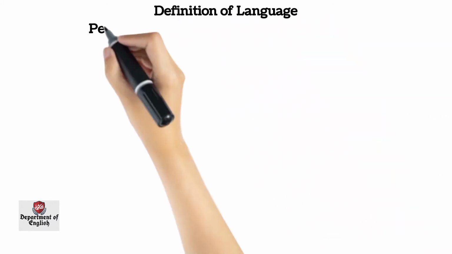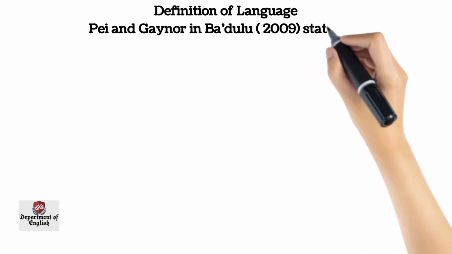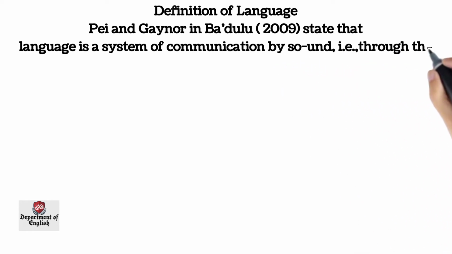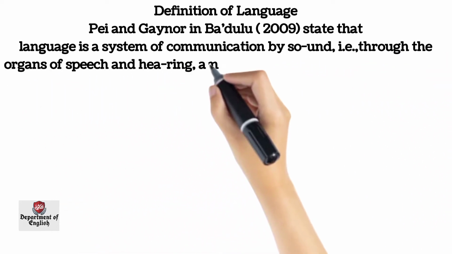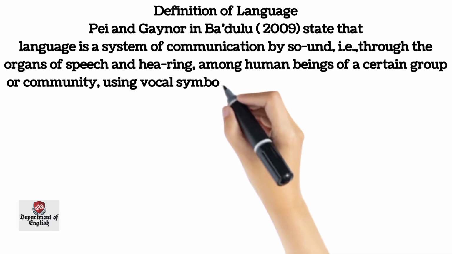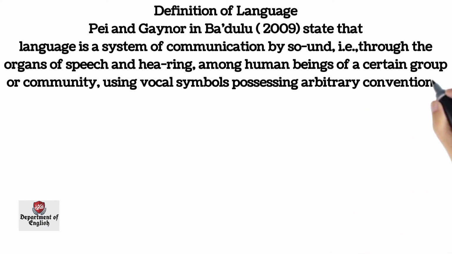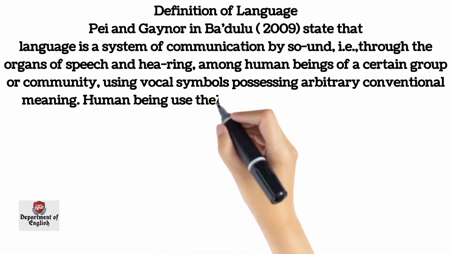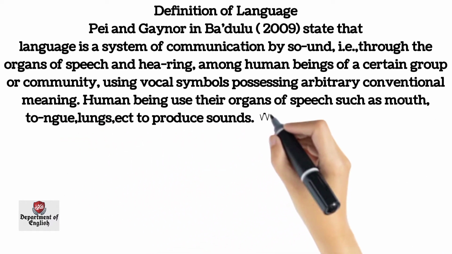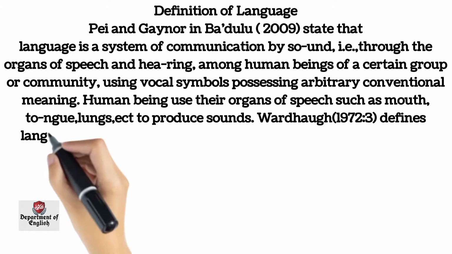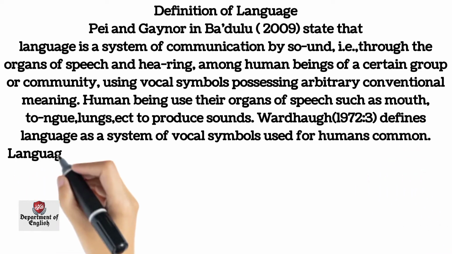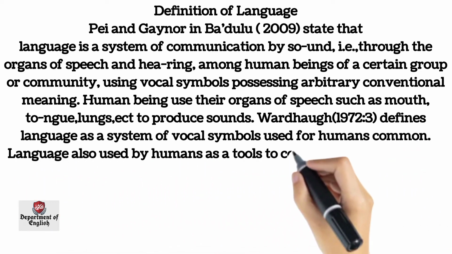Definition of language. Pei and Gaynor in Badulu 2009 state that language is a system of communication by sound, i.e., through the organs of speech and hearing, among human beings of a certain group or community, using vocal symbols possessing arbitrary conventional meaning. Human beings use their organs of speech such as mouth, tongue, lungs, etc. to produce sounds. Wardhaugh 1972, 3 defines language as a system of vocal symbols used for human communication. Language is also used by humans as a tool to communicate with each other.